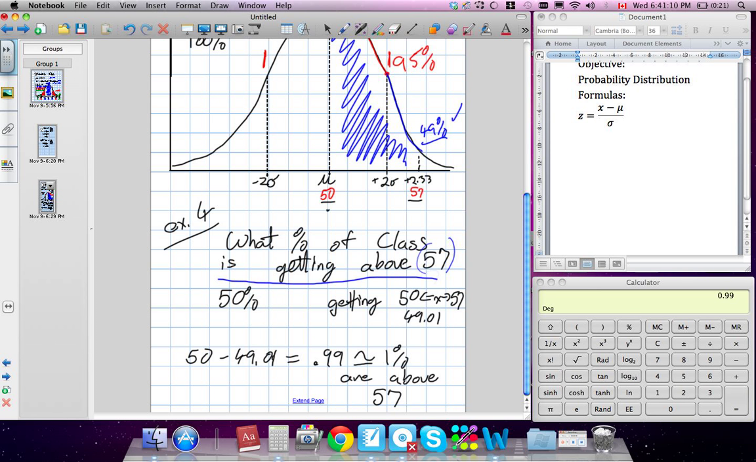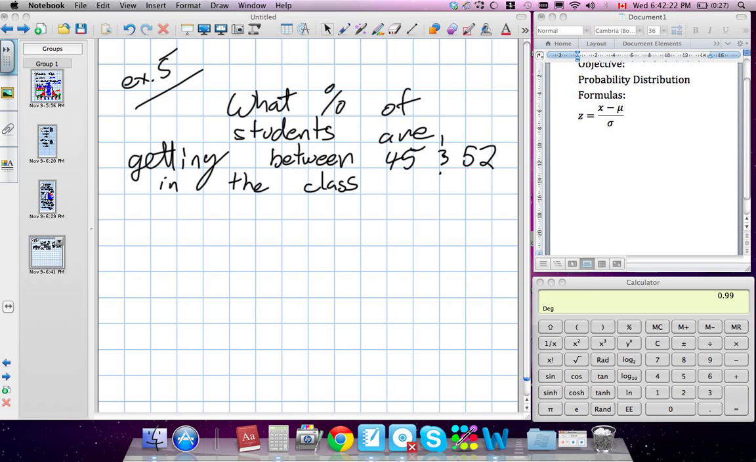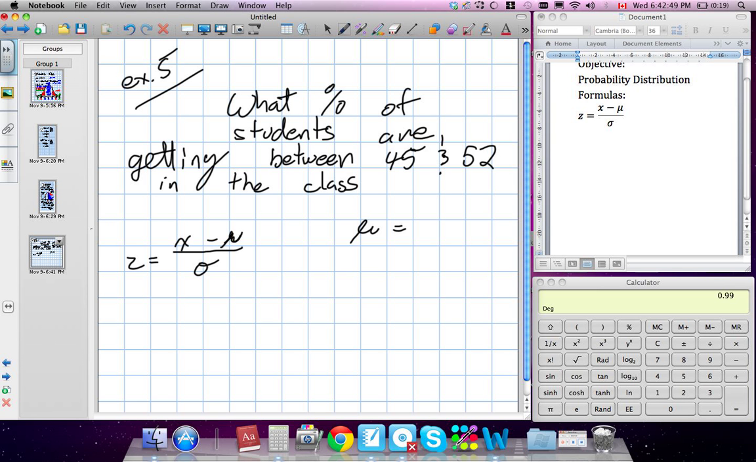No? Okay, that's all right. Let's try to look at this while we go through it. Didn't you just do 50 minus 49.01? Yeah, exactly. That's exactly what we have to do. Because we know that that represents half of the area, we just take the number 50, which is 50% of the data, subtract the 49.01, which is going to give us approximately 0.99. Perfect. 0.99. We would round that.